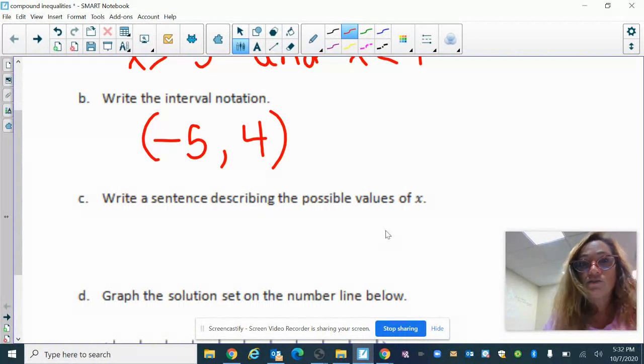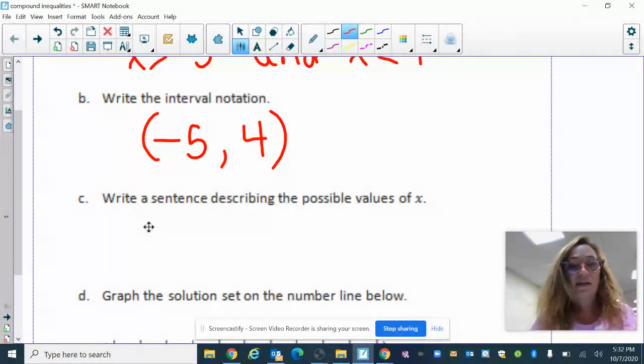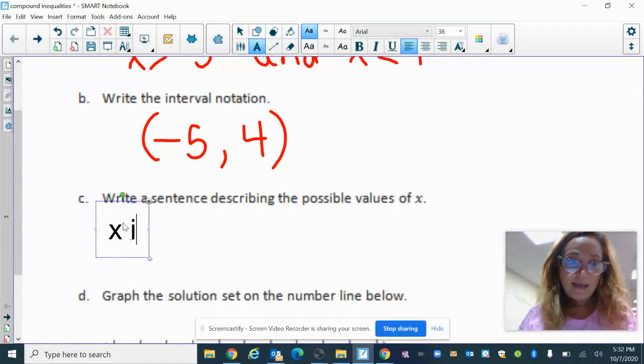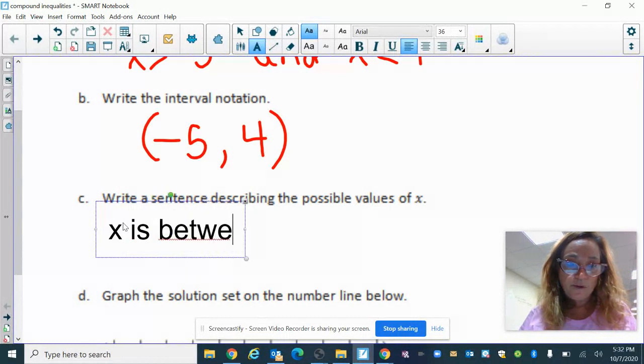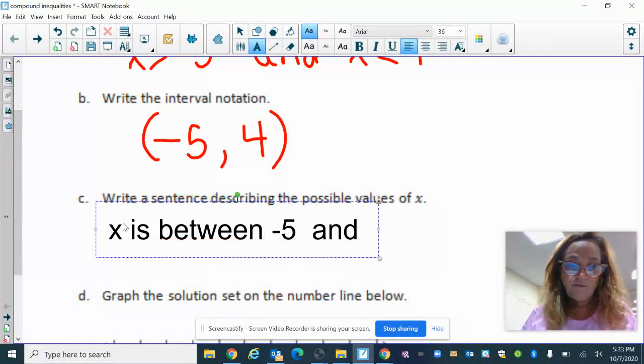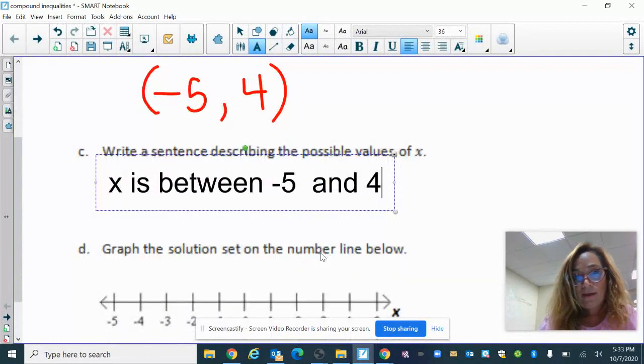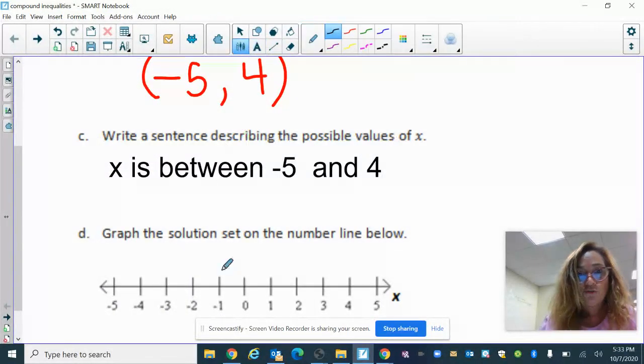Write a sentence describing the possible values of x. So I hope I can type text. Okay, that will help a lot. X is between -5 and 4. So you're really just describing it in words. If you want to get fancy, you could say x such that x is a real number between -5 and 4.